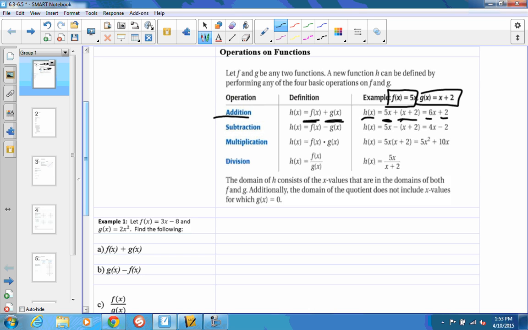Similar with subtraction, same thing, 5x, but this time minus x plus 2, so taking x away from 5x, and you change the sign on the 2 to a negative. Your parentheses are important. Multiplication of f of x times g of x. I've got to distribute, right? So now I'm talking about distributing. If f of x had two terms, let's say it was 5x plus 1, so 5x plus 1 times x plus 2, how would I distribute that?